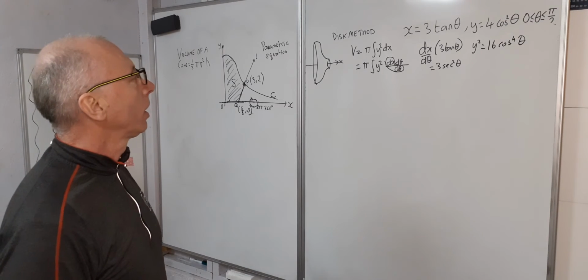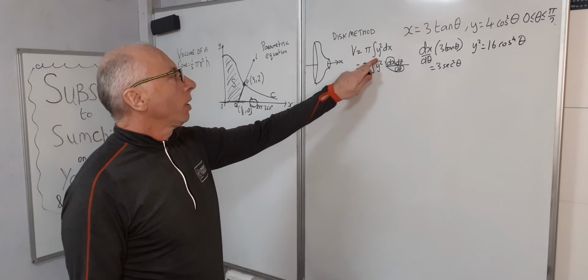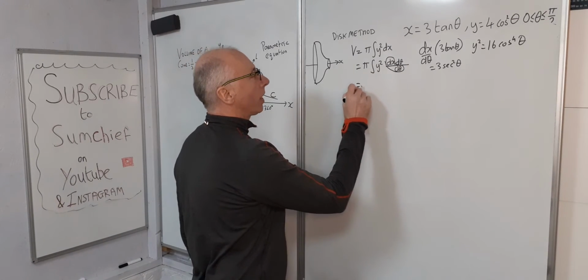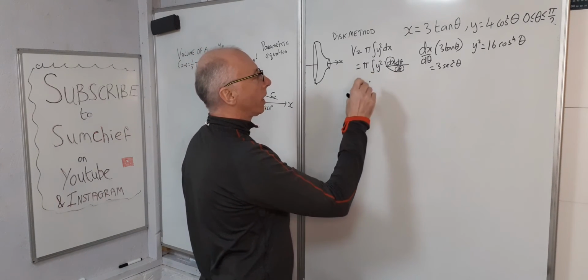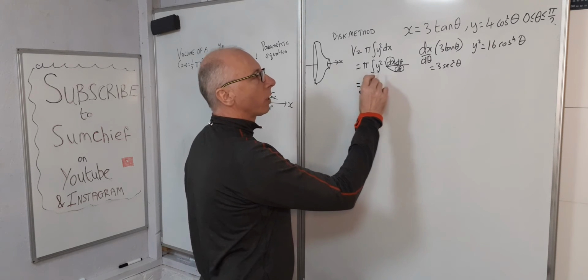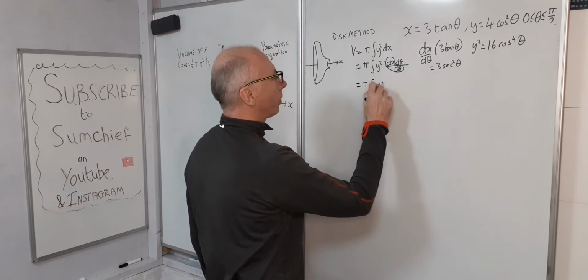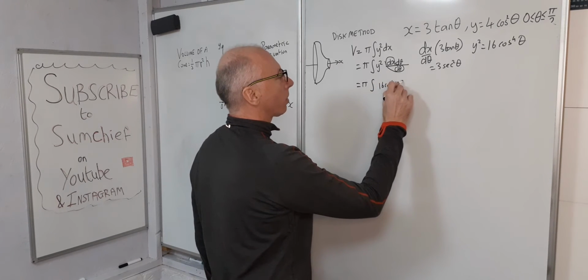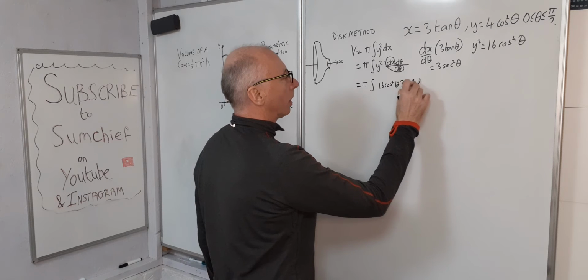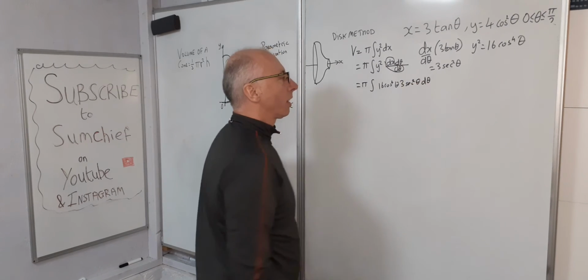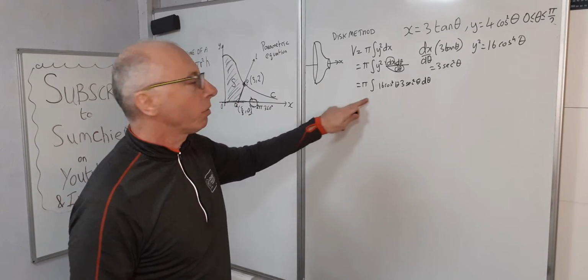Okay, good. Next thing we need to do is put in our limits of integration. So we'll do that on this next line and put in these y squared, dx and d theta values. So we've got pi, y squared, 16 cosine to the 4 theta, 3 secant squared theta. Then we've still got the d theta. Okay, so now we're in a much better position. Now we're in the theta world.